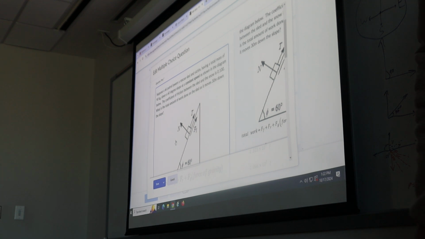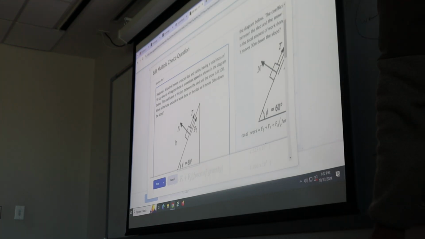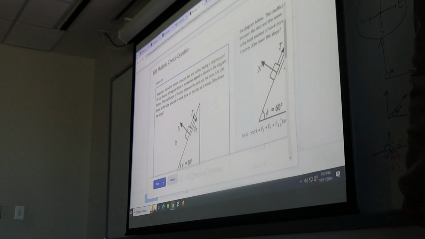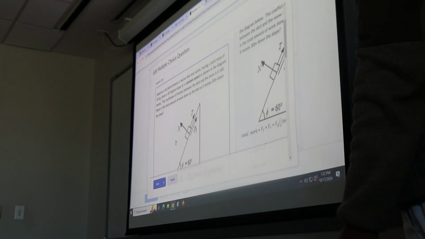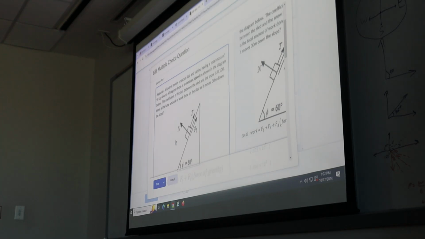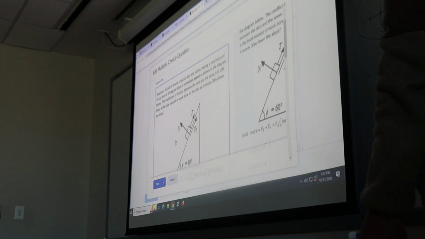So here's our free body diagram. They pretty much give it to you. You've got a normal force. The box is going down, and of course the opposite of the normal force is going to be mg. But it's on this slope, so you're going to have to break it down. You'll have your mg cosine of theta and then the mg sine of theta. We'll get to that in a second.